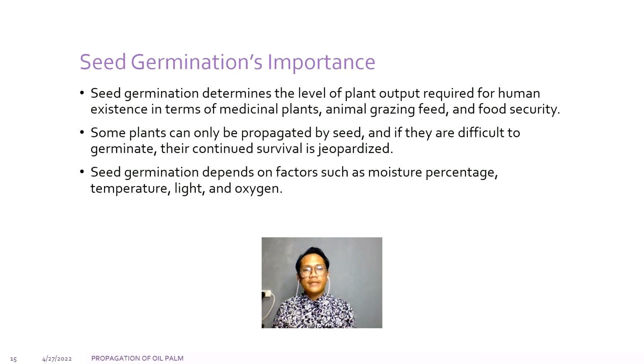Meanwhile, seed germination is important because some plants can only be propagated by seed, and if they are difficult to germinate, their continued survival is jeopardized. Seed germination determines the level of plant output required for human existence, in terms of medicinal plants, animal grass feed, and also food security. But bear in mind that seed germination depends on factors such as moisture percentage, temperature, light, and oxygen.